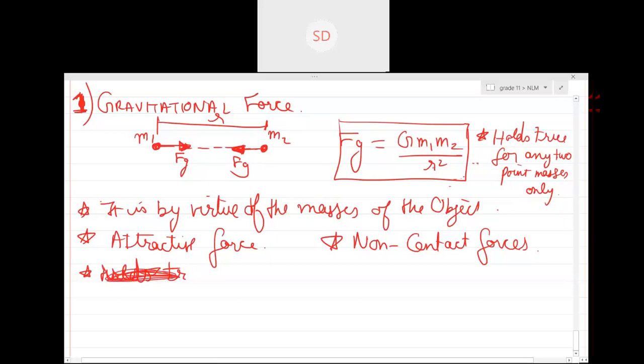So remember this. After this, there is something called the weight of an object. Weight is again a gravitational force only, but this is the most common type of gravitational force which we will encounter. So, weight of an object. How do you define the weight? It is the force with which.